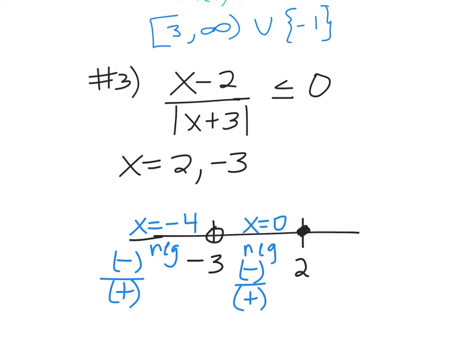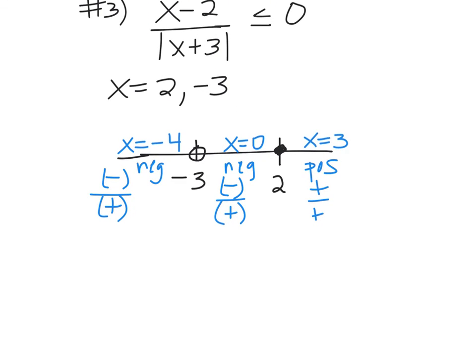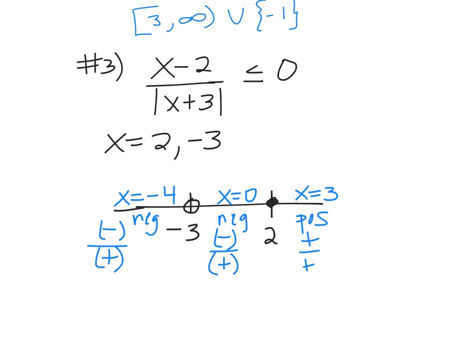A lot of times these functions will switch, right? They go negative, positive, negative, positive. This one didn't do that, so be careful. They don't all do that. And then x equals 3 is a positive over a positive, so that's going to give us a positive. Now we're trying to figure out where this thing is less than or equal to 0. I will have people who will tell me it's less than or equal to 0 from negative infinity to 2. Is that right? No, that's wrong.